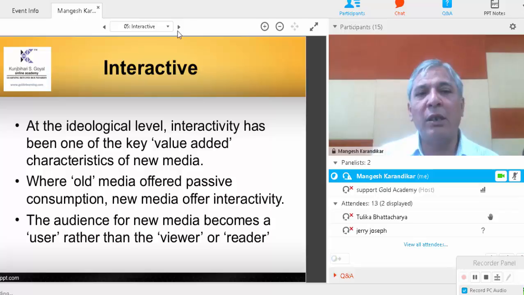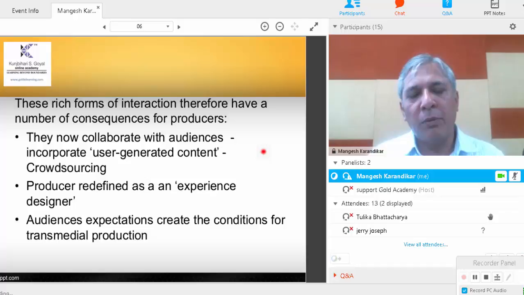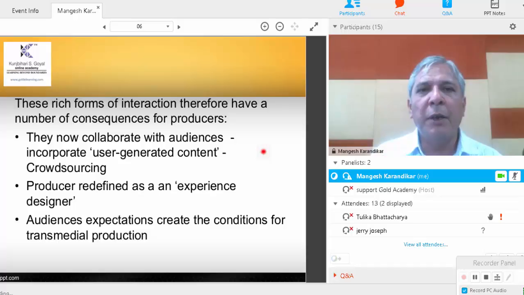So now, what happens when this kind of content is generated? Very importantly, we become producers of media. The common man becomes a producer of media rather than a user or consumer of media. We have been talking about this in the classrooms, how user-generated content is more important. So we are talking of crowdsourcing, we are talking of user-generated content.